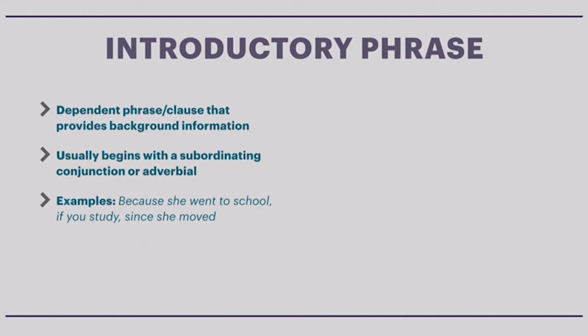Now, the last thing we need to talk about is the introductory phrase. So an introductory phrase is a type of dependent clause or phrase. We use these words almost interchangeably, that provide background information. So this comes in handy with your TOEFL writing to show some complex and compound sentences. It usually begins with a subordinating conjunction or an adverbial. So I've put some examples here to make it clear.